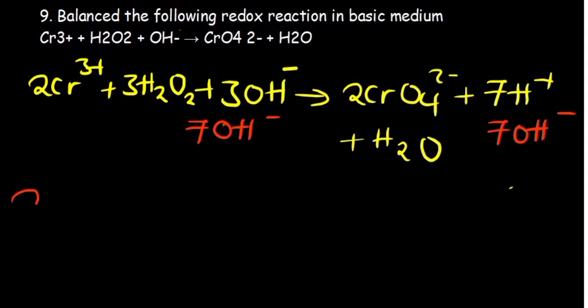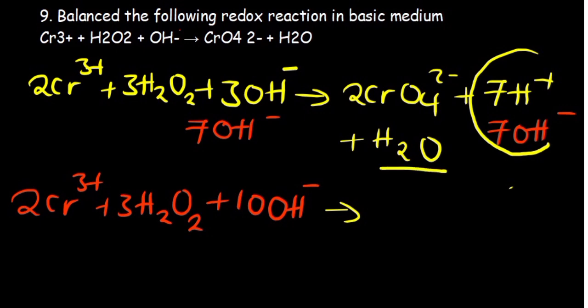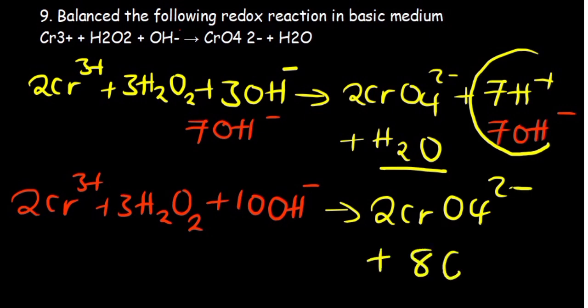So here we have that plus 3 H2O2 plus 10 hydroxide ions, giving us what? So 7 hydrogen ions plus 7 hydroxide ions will give us... sorry, 7 hydrogen ions plus 7 hydroxide ions will just give us 7 water molecules. So 7 plus the one that is there will give us 8. So we have 2 chromium O4, 2 minus, plus 8 water molecules.